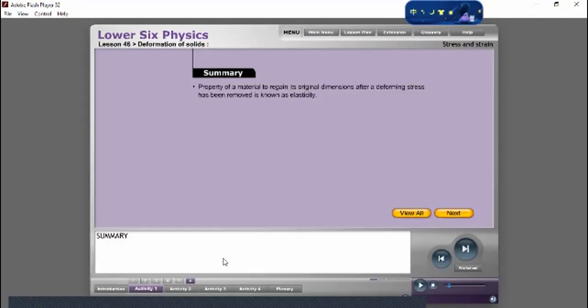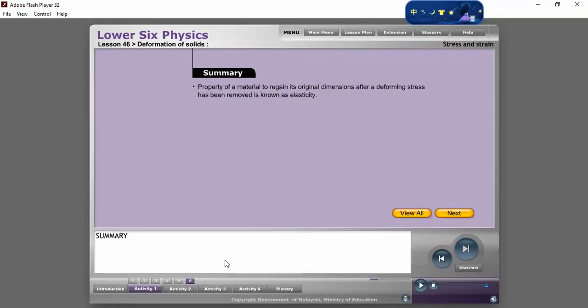Summary. The property of a material to regain its original dimensions after a deforming stress has been removed is known as elasticity. Elasticity means that there is a property of an object to return to its original length or return to its original shape after the applied force is removed.